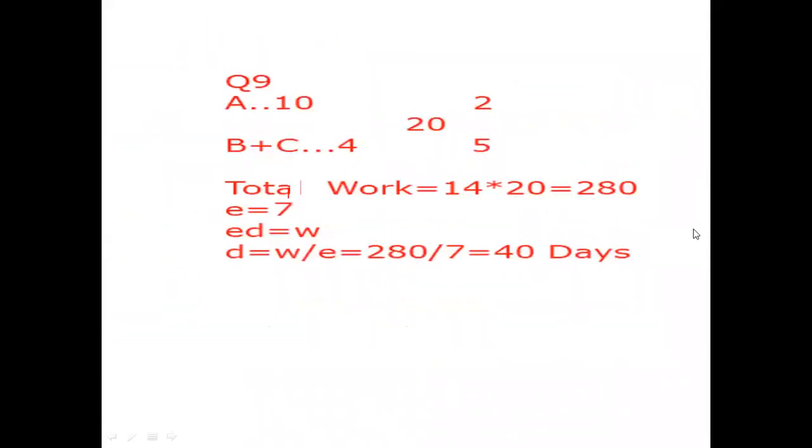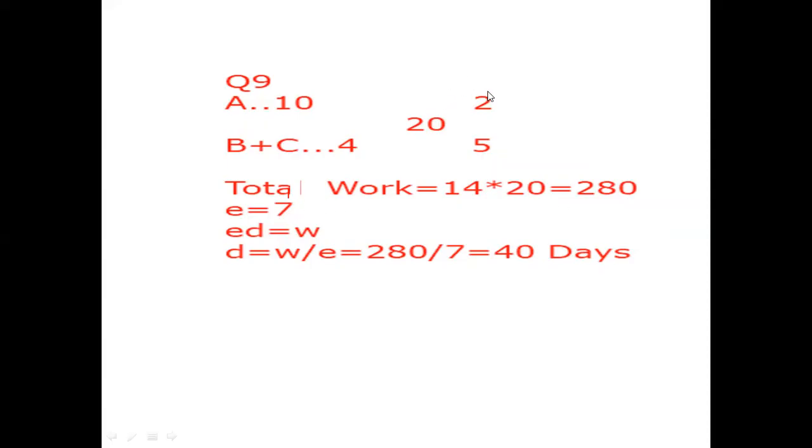Understand this? Actually, A can do the work in 10 days, B and C can do the work in 4 days. Step number 1, just take the LCM of 10 and 4, that is 20. Divide 20 by 10, you get 2. Divide 20 by 4, you get 5. So total work you can find. They are saying they did 14 times the work. What is 14 times 20? 280. Now they're asking all three will do the work in how many days?